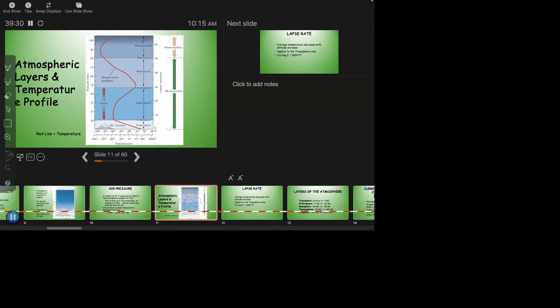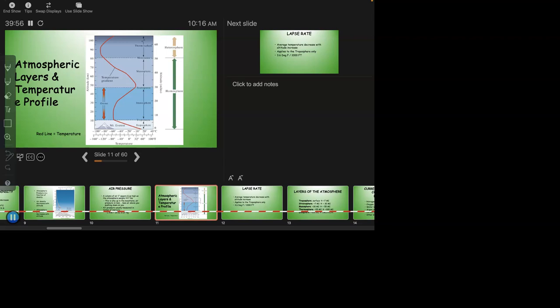So, we told you that both air pressure and air density decrease with elevation, but that is not true with temperature. This red line going through this diagram depicts the temperature trend. Don't worry about all the spheres yet. We haven't really taught you those, but those are layers of the atmosphere.